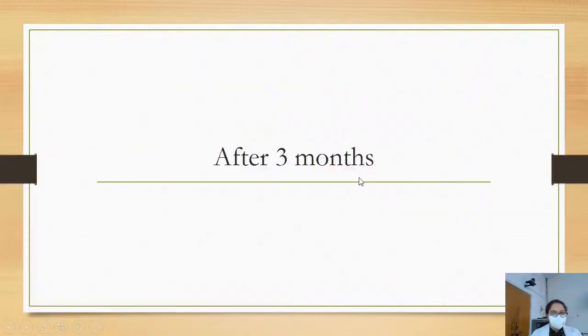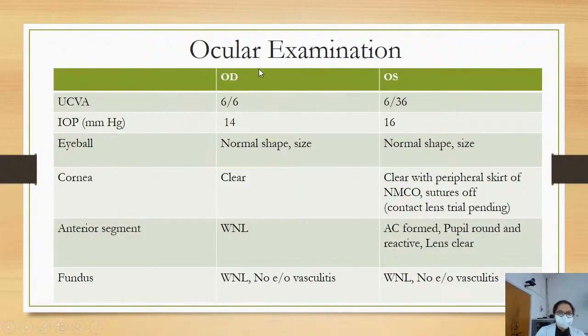Patient was on regular follow-up, and after 3 months, he had come to our clinic. Ocular examination was done, and in the right eye her uncorrected visual acuity was 6/6, intraocular pressure was 14. Cornea was clear, anterior segment was within normal limits, and on fundus there was no evidence of any vasculitis.